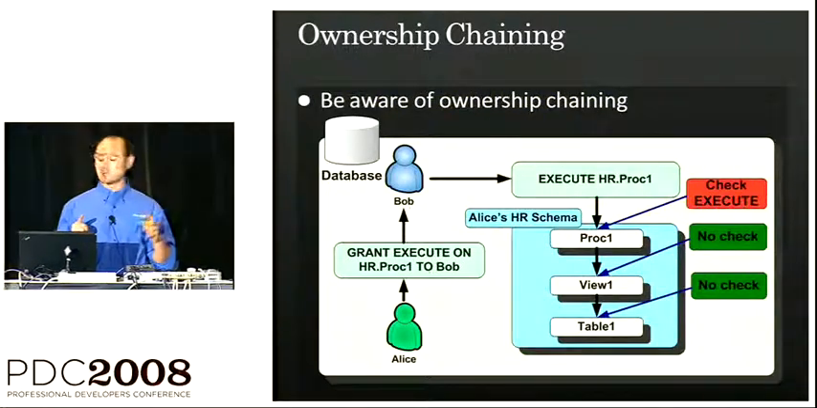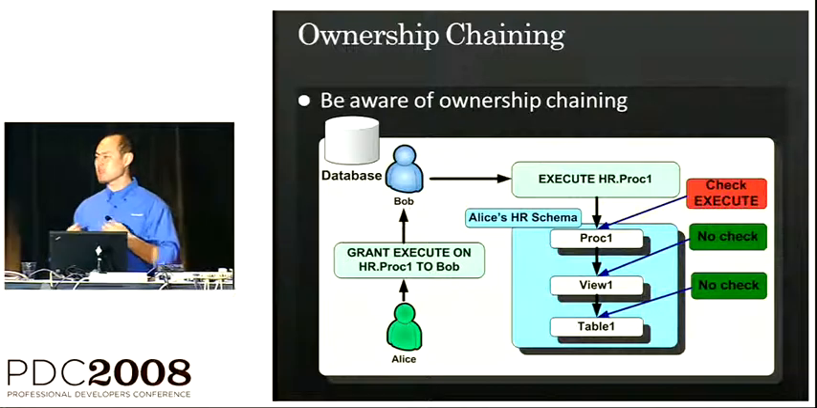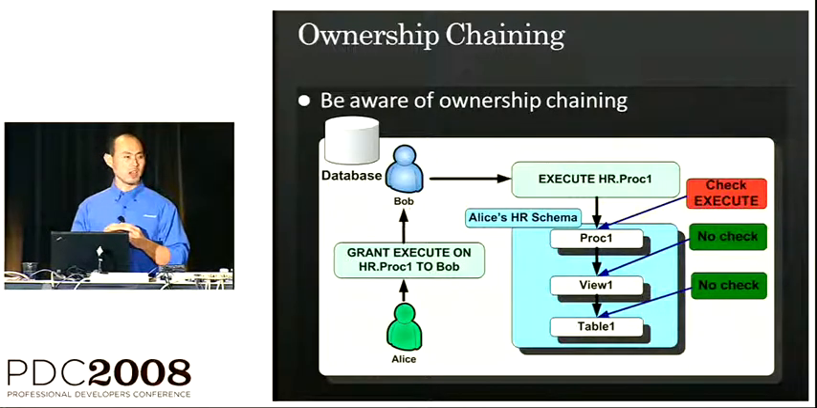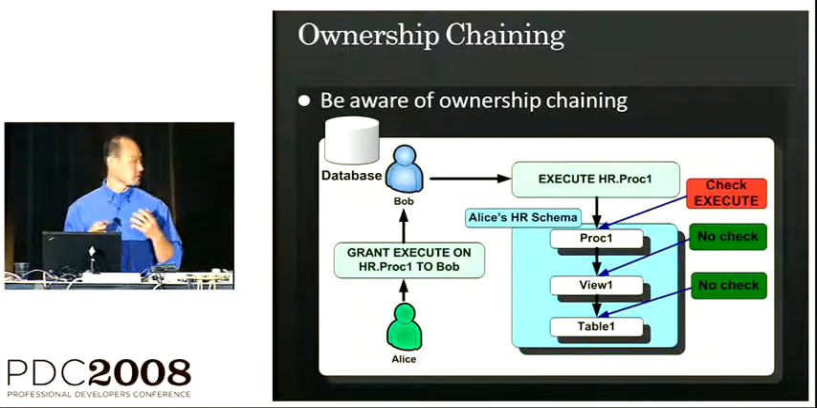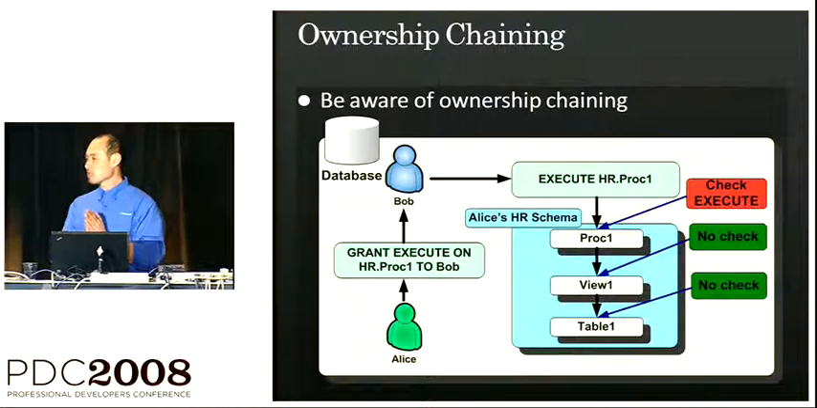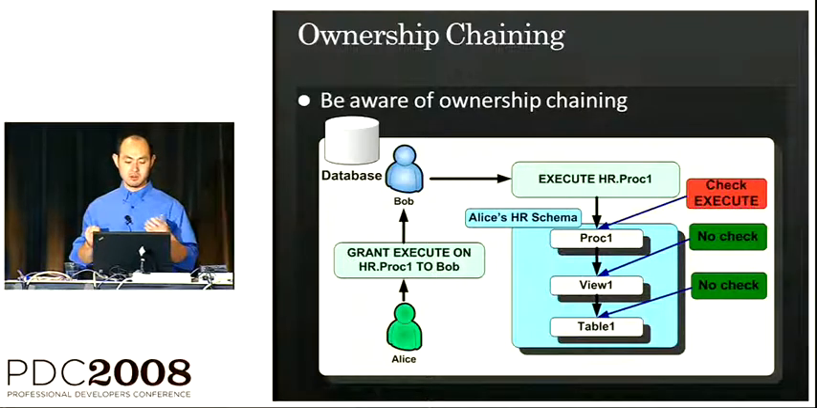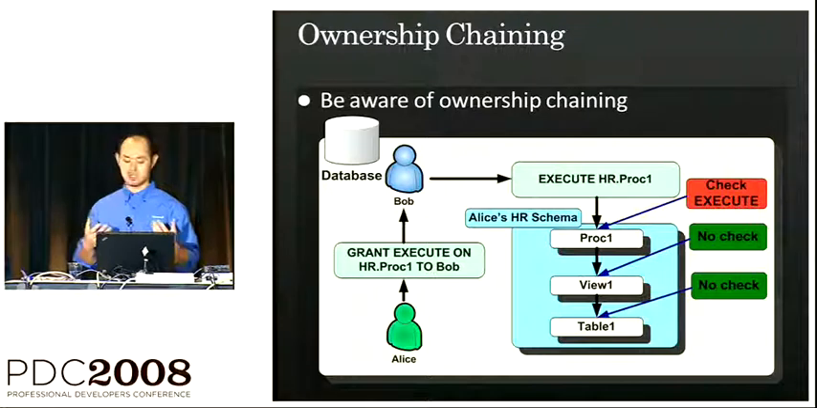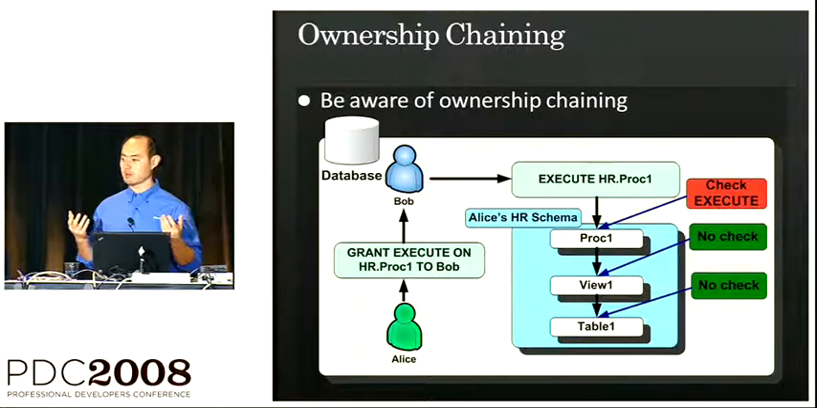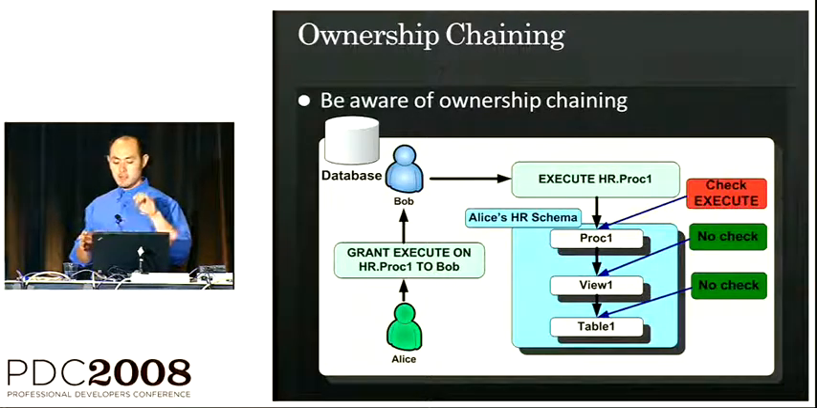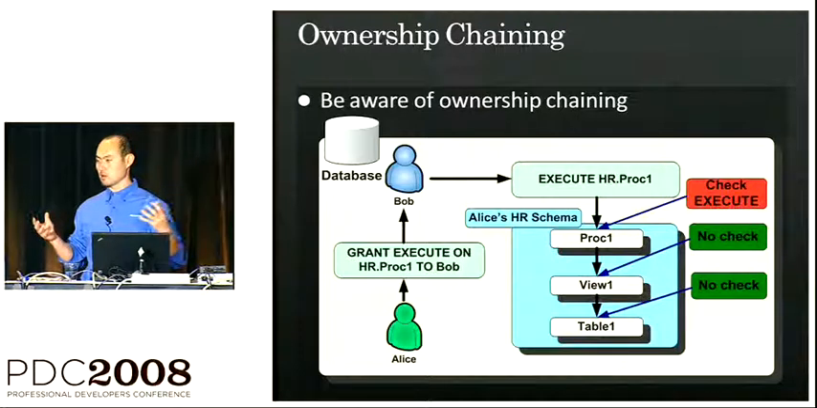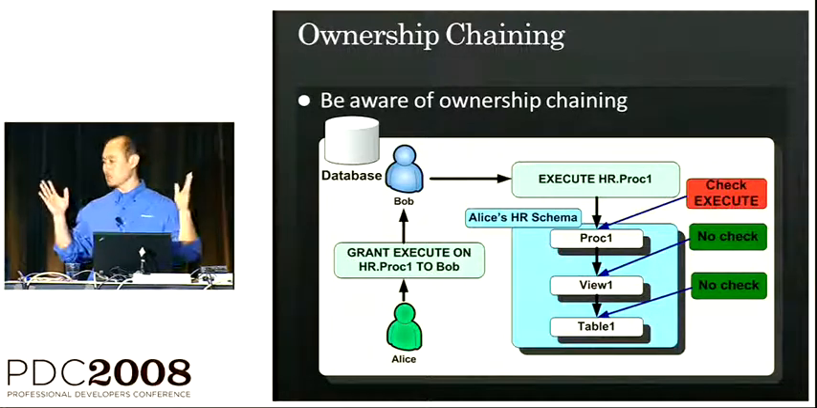One thing that I want to discuss is ownership chaining, because sometimes this catches a lot of people off guard. It's a really, really important thing to understand in terms of the permission model. In this example here, which is the best way of explaining it, Bob wants to execute hr.proc1. The HR schema is owned by Alice. So Alice grants Bob the ability to execute the stored proc. Fair enough. Now, when Bob executes the stored proc, we do the permission check. We want to know that he has permissions to execute this. It checks out. He's fine.